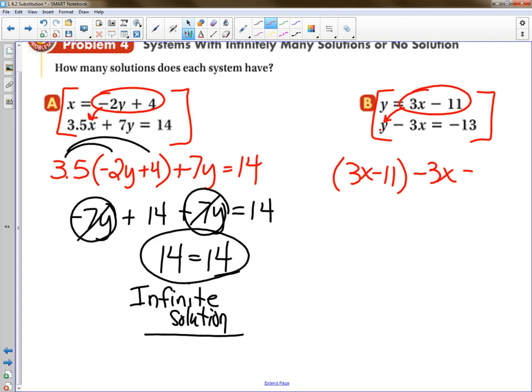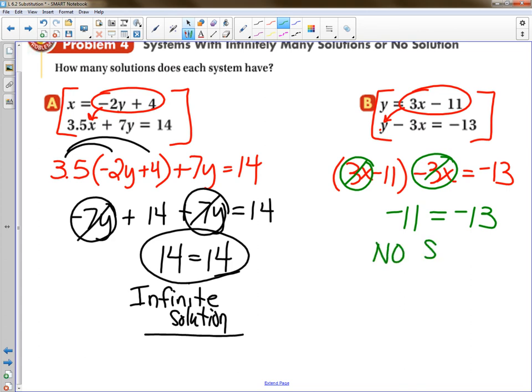Minus 3x equals negative 13. And just like the last problem, you'll notice the 3x and the negative 3x or minus 3x cancel each other out, and what's left is negative 11 equals negative 13. And just like part A, the variables go away or drop out, but what you're left with is an equation where negative 11 equals negative 13, and that's not true, so that's no solution.